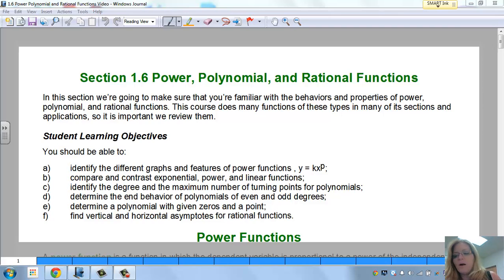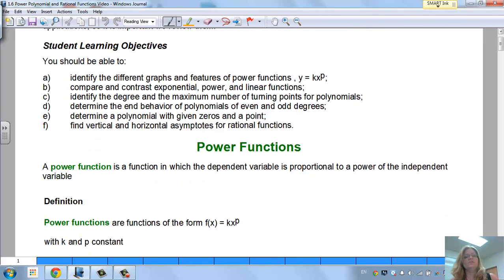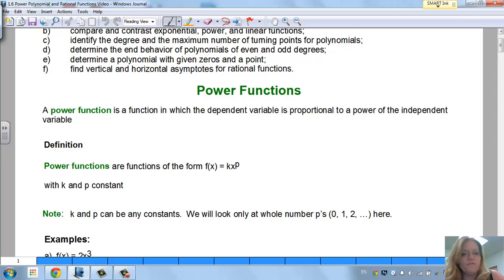Okay, let's start with power functions first. What do power functions look like? A power function is a function in which the dependent variable is proportional to a power of the independent variable. So power functions are written in the form of f of x equals kx to the p, where k and p are constant. So here it is, y equals kx to the p. So the p is up high. P is your power, your exponent in this case.